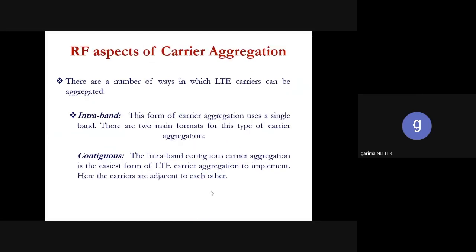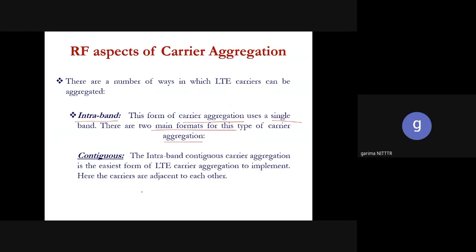Now how can we combine them together? It is not that you just pick up and combine the component carriers and achieve 100 megahertz of bandwidth. We have some ways to achieve that. One is intra-band carrier aggregation. In this form of carrier aggregation, we are using a single band, and there are two main formats for this type of carrier aggregation.